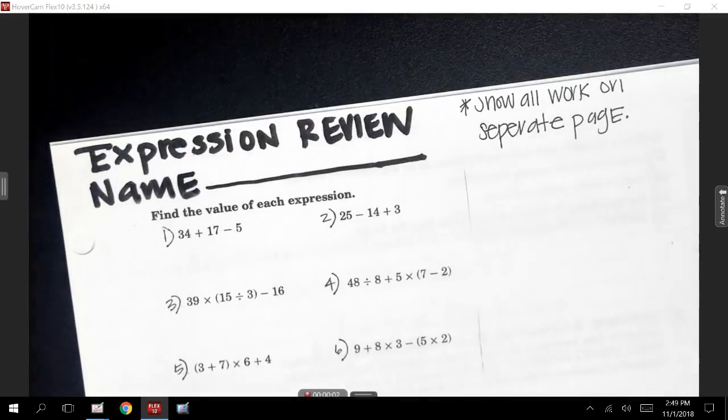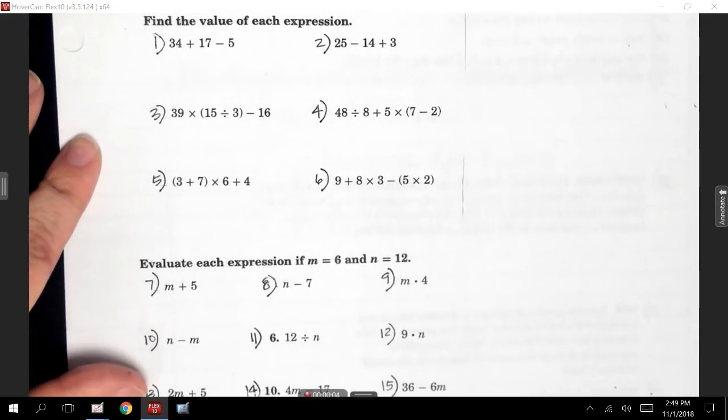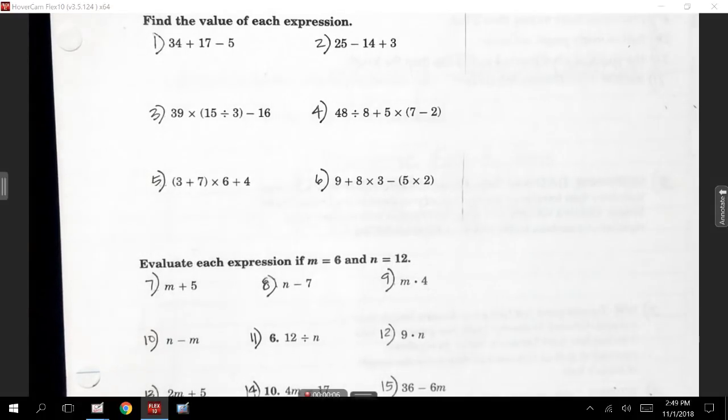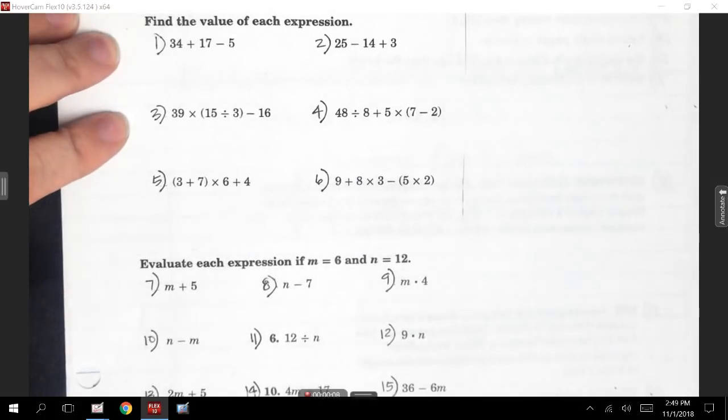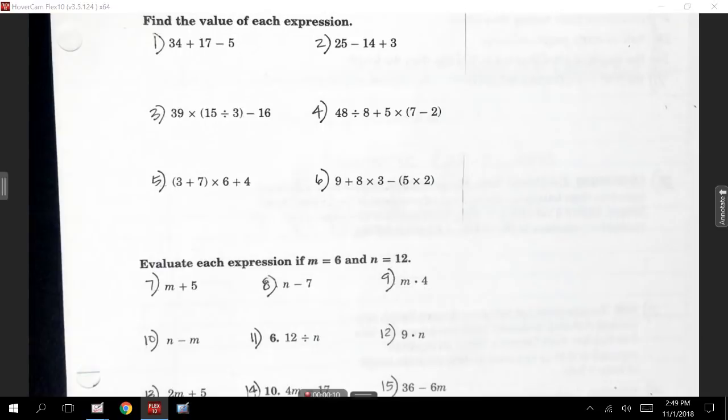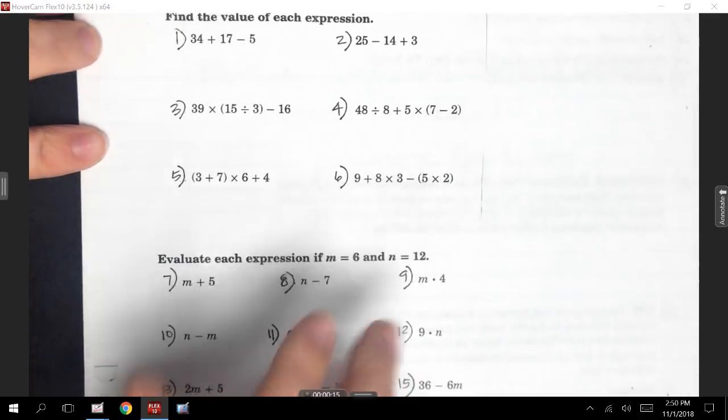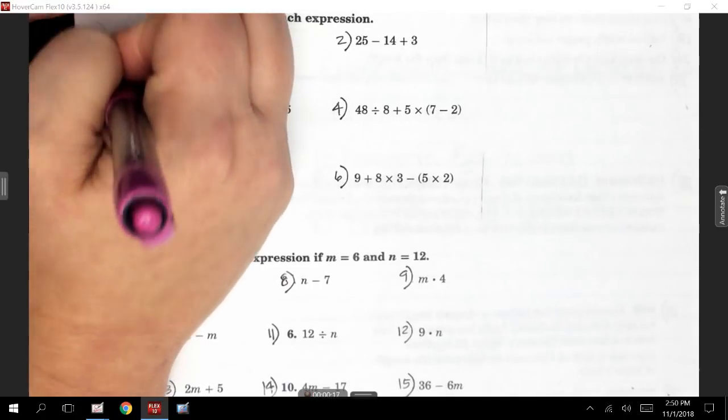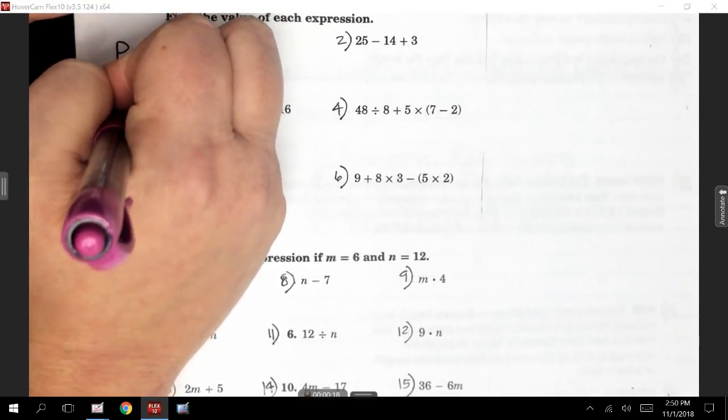All right, guys, going over the expressions review, we do have a test on this tomorrow. You can expect to see problems similar to this on the test. The first thing we're going to do is find the value of the expression. So this is just following the order of operations. Remember, we've talked about how that's please, excuse, my dear.